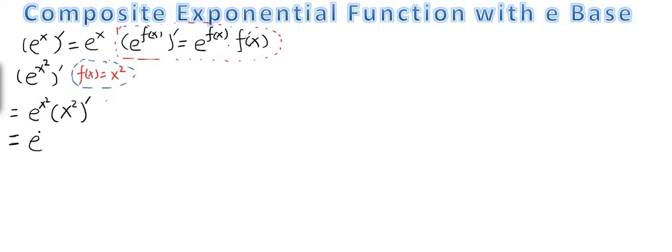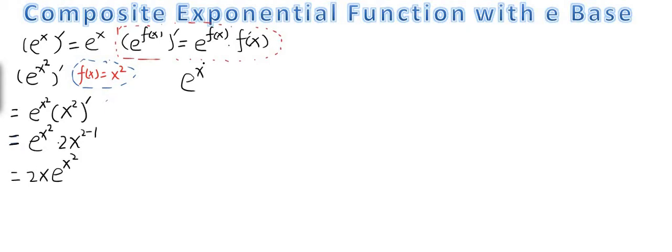So we have e to the power x squared. The derivative of x squared is going to be 2x, right? Power rule. And we have 2x e to the power x squared. Now let's take a look at the second example.